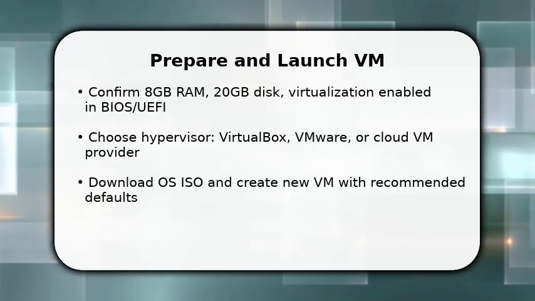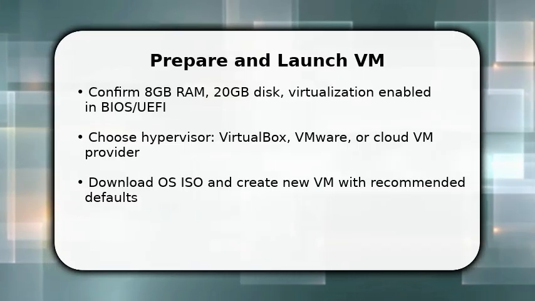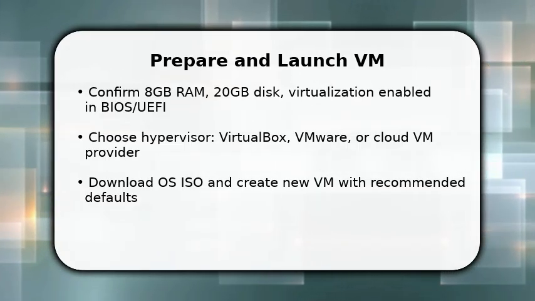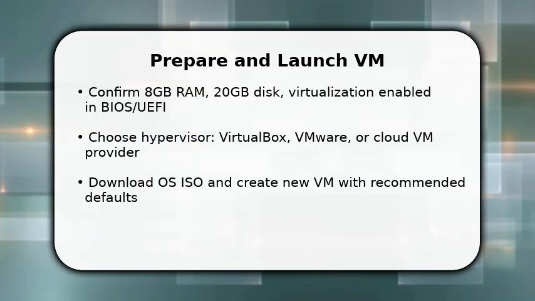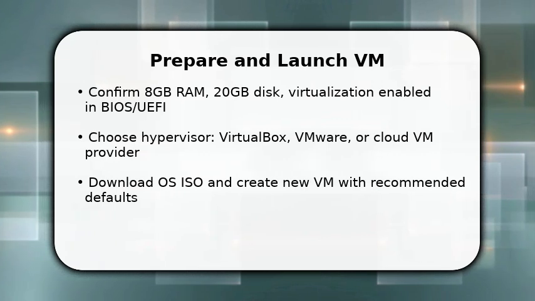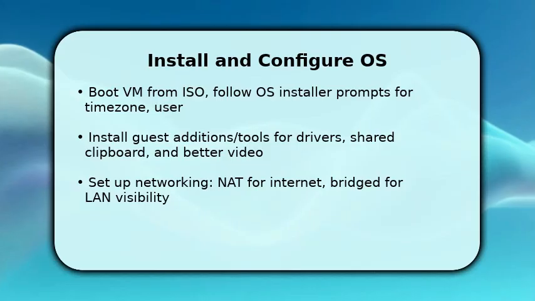Give it at least 8 GB RAM and 20 GB disk, attach the virtual network adapter, and enable virtualization extensions when prompted. Make sure to select a sensible CPU count so the host remains responsive. This gets you past the preparatory barrier and into the next step: you now install the operating system inside the VM.